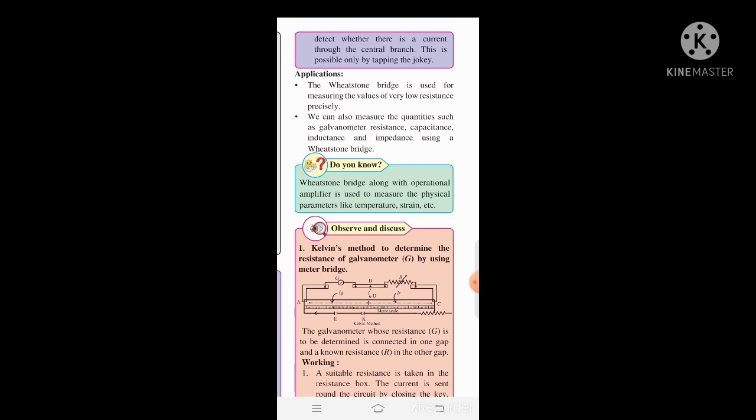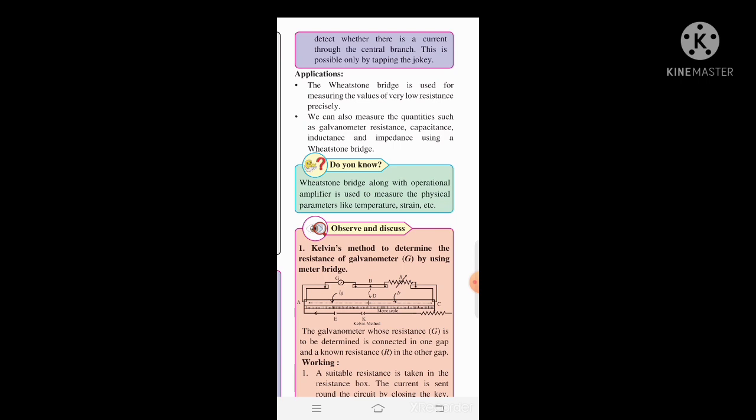That is, for the measurement of very low resistance correctly or accurately, you use such an instrument, that is Wheatstone's meter bridge instrument. With the help of Wheatstone's meter bridge instrument, we measure or calculate resistance having very low value accurately.